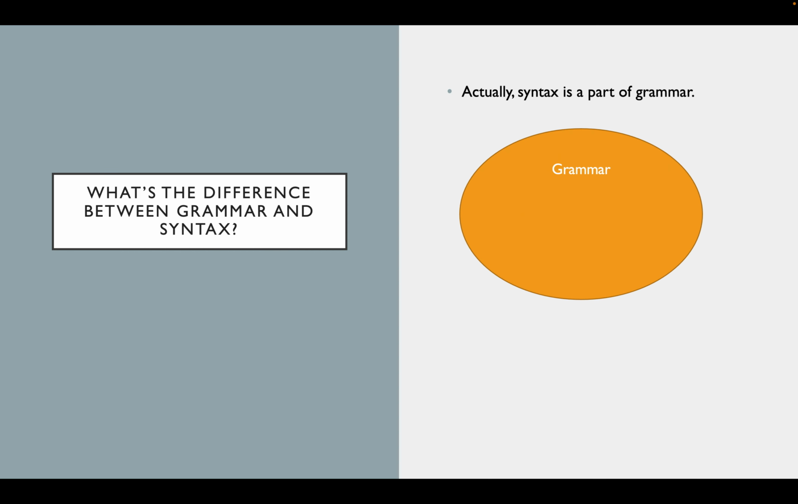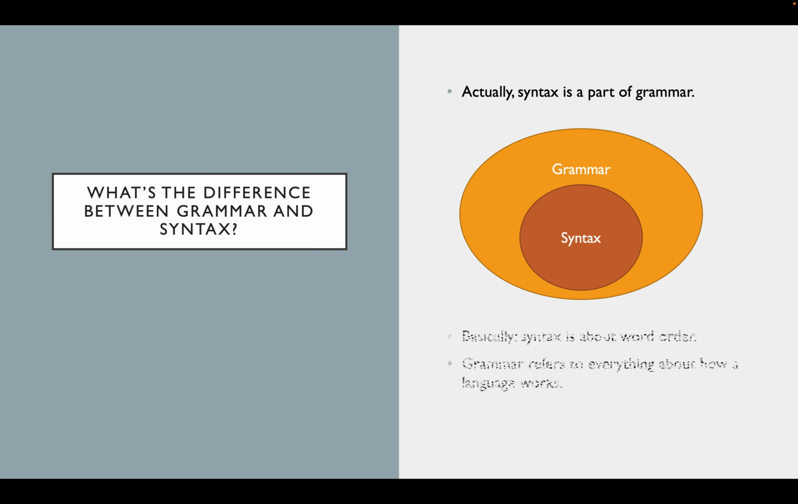See, grammar is the broad term, and it basically covers all the rules of a language, all the rules that govern how a language works. And then syntax is just a part of that. So basically, syntax is about word order. It's about how we arrange words to create phrases and clauses and to create meaning with a language. Whereas grammar covers all of its different rules, including punctuation and spelling and all sorts of different things. So syntax is just part of grammar.